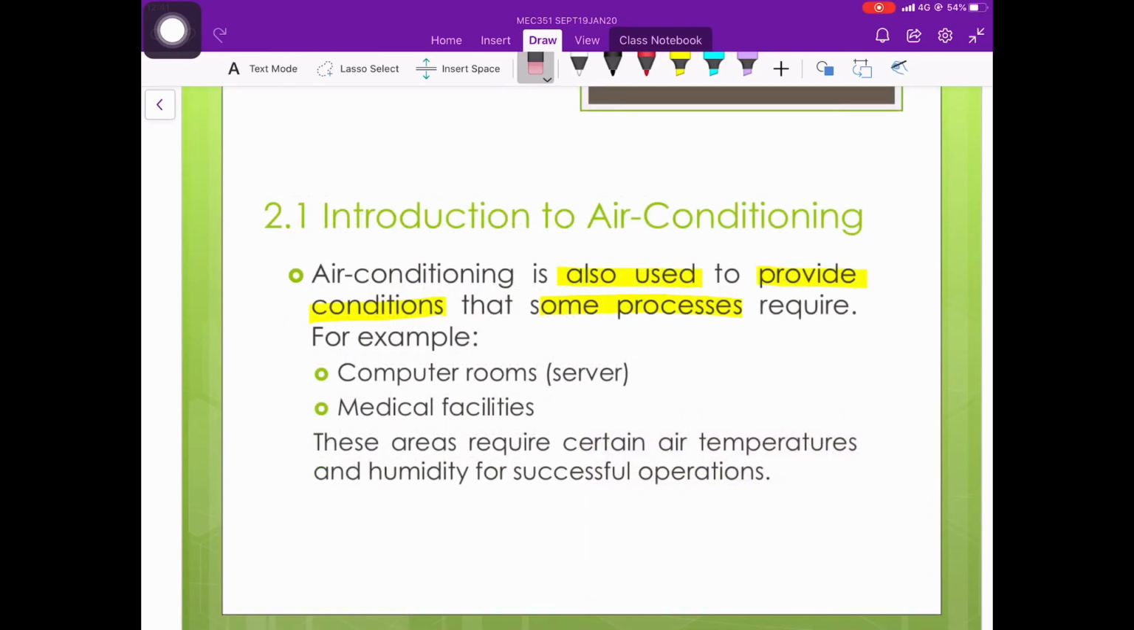Besides the occupants, air conditioning system is also used to provide comfortable conditions to suit some processes. For example, computer rooms or server rooms and medical facilities. This area requires certain air temperatures and humidity for successful operations.